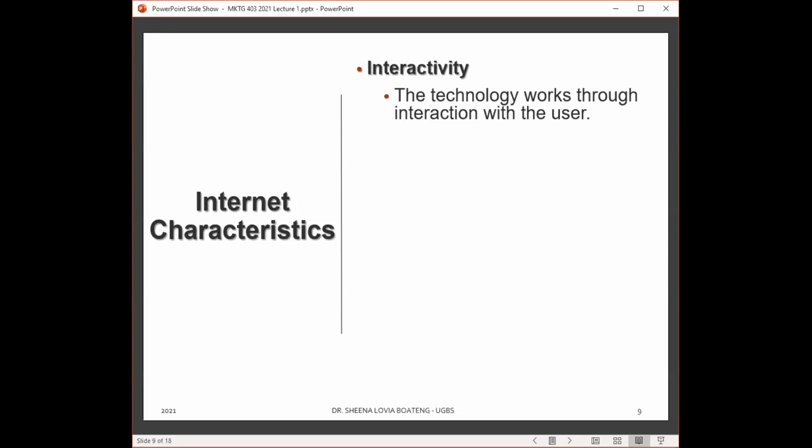Because without understanding your customer, you cannot give them what they want. And if you're not giving your customers what they want, you are not achieving your marketing objectives, of which the ultimate is to make profit.